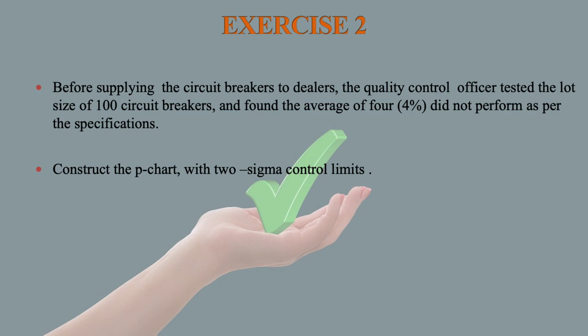This problem is also a very interesting problem. So this problem says that before supplying the circuit breakers to dealers, the quality control officer tested the lot size of 100 circuit breakers and found the average of 4, that is 4%, did not perform as per the specifications. Construct the P chart with 2 sigma control limits. So here the value of Z is given, that is equal to 2. The P bar you need not have to calculate, that is given as 0.04, and the sample size is given as 100. So all the values are given.